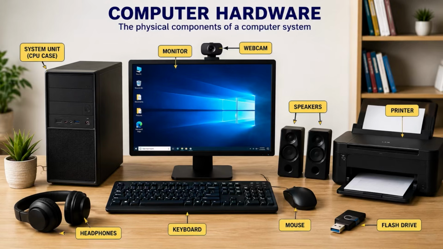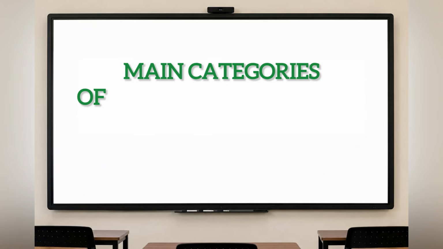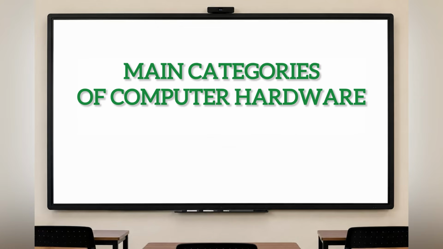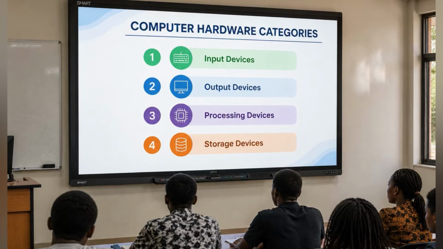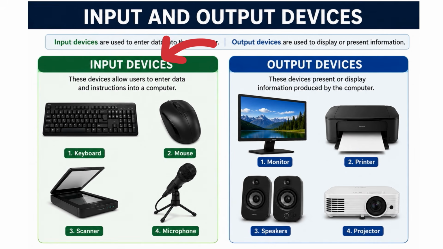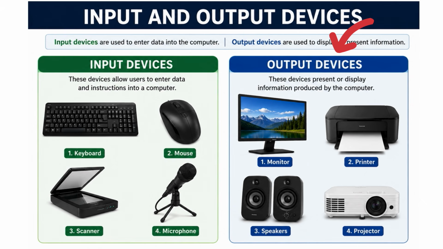Now that we have seen some examples of computer hardware, let's organize them into categories. Generally, computer hardware can be grouped into 4 main categories. The first category is input devices, which are used to enter data into a computer. The second category is output devices, which present information to users.